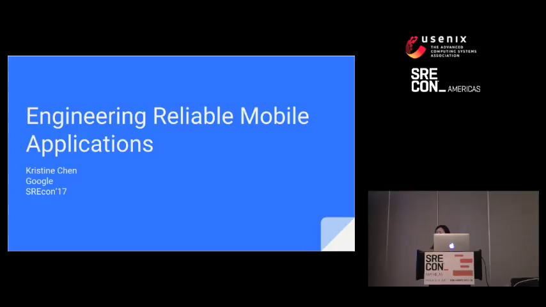Yeah, so hi, my name is Kristine Chen. I'm an SRE at the Google San Francisco office. I manage a team that focuses on client-side reliability, so applying SRE principles and a production mindset to the mobile world. I've been at Google for a little over 4.5 years now.